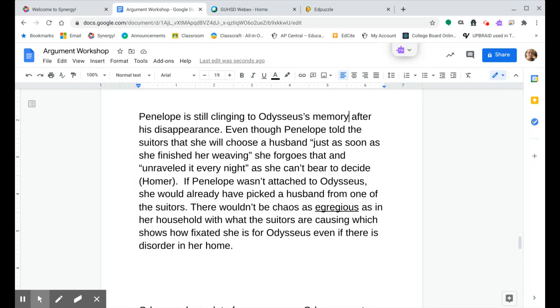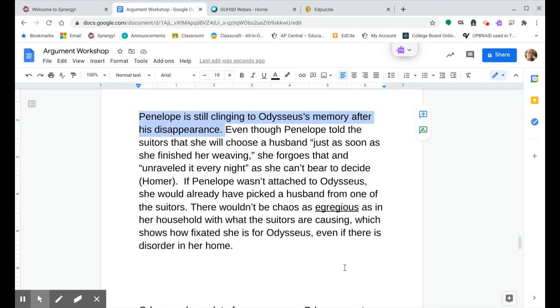Even though Penelope told the suitors that she will choose a husband just as soon as she finished weaving, that's a big dangly. Dangly's attached to a sentence with a comma. She forgoes that and unraveled it every night as she can't bear to decide. If Penelope wasn't attached to Odysseus, she would have already picked a husband from one of the suitors. There wouldn't be chaos as egregious as in her household with what the suitors are causing, which shows how, dangly to main idea, which shows how fixated she is for Odysseus, even if there is disorder in her home. Oh, got a lot of danglies hanging off that one sentence. Make it clear with commas that you're going into a new dangly.